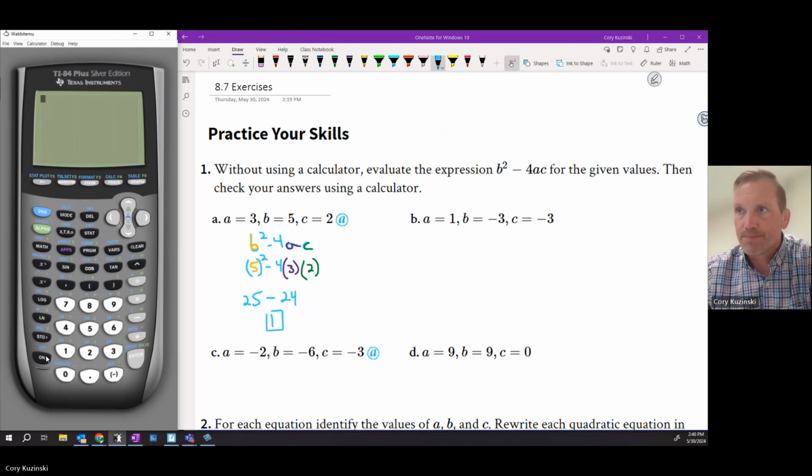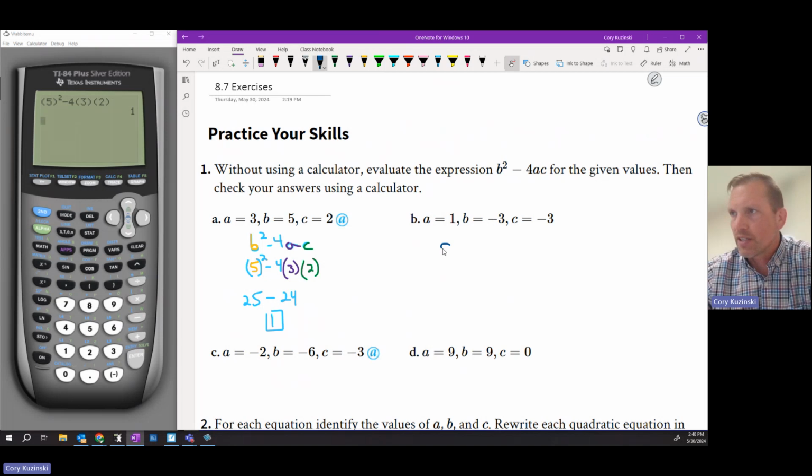Let's check it. 5 squared. Really should use parentheses, I guess. 5 squared minus 4 times a times c. There we go. 1. Got it. All right, good. Let's do it again. This time, let's use more mental math, shall we? I think we shall.